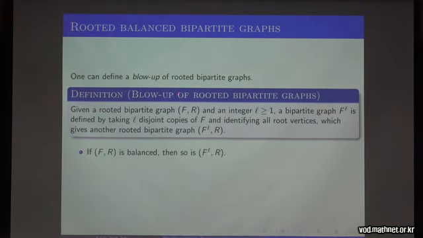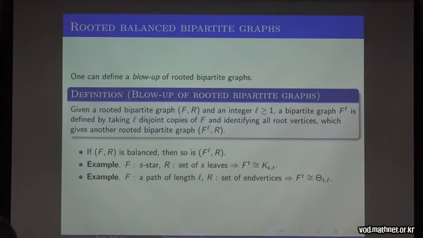One easy observation is that if a rooted bipartite graph is balanced, then so is its blow-up. One can easily check that stars and paths are balanced, so the complete bipartite graph and theta graph are also balanced. So given a star and the set of root vertices being the leaves of the star, its blow-up is isomorphic to a complete bipartite graph, and it is also balanced by the observation. For another example, if F is a path of length L, and R is the set of its end vertices, then its blow-up is isomorphic to a theta graph, and it is also balanced.